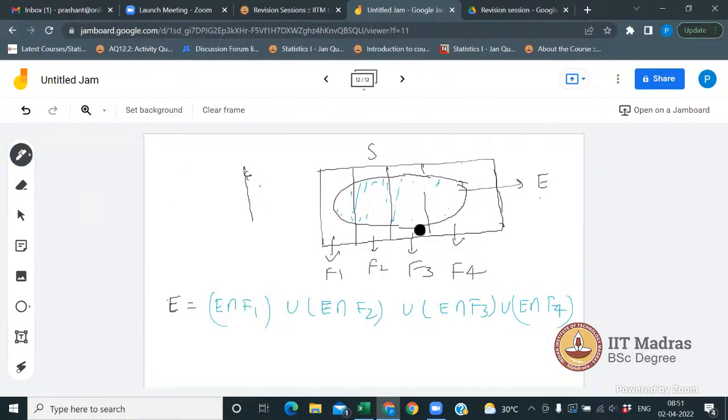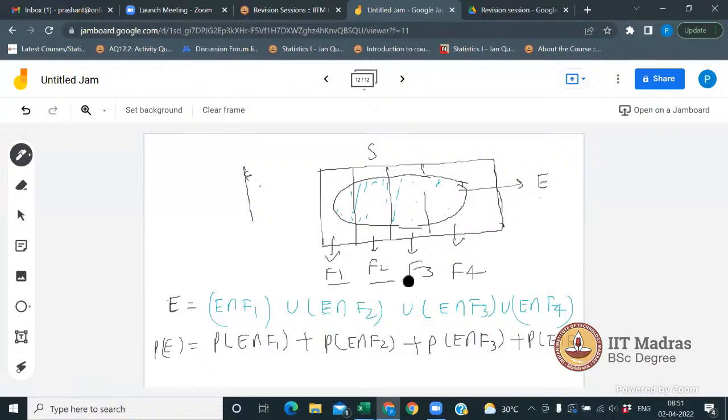One second. If you go with the probability, then it will be the probability of E and F1, union, plus, right? Why will it be plus? Because it's a union and these events are mutually exclusive. If one occurs, the other will not happen. When events are mutually exclusive, the probability of A union B is the same as the probability of A plus the probability of B.